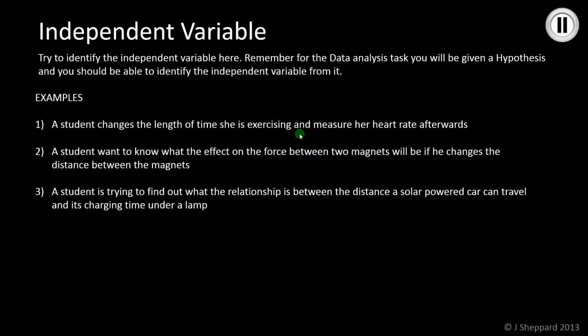Okay, so number 1, a student changes the length of time she is exercising and measures her heart rate afterwards. Well, hopefully the whole of that: the length of time she is exercising. Hopefully you didn't just say length of time, right? Because length of time on its own could have been the length of time that she stopped after exercising before measuring her heart rate. This is why it's really important to be specific. Those two things will have vastly different effects.